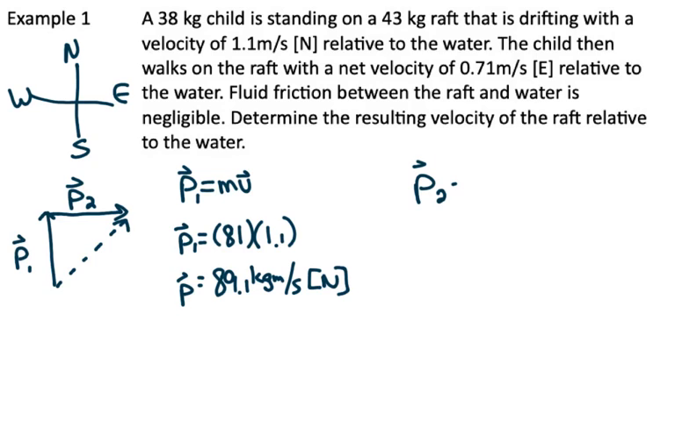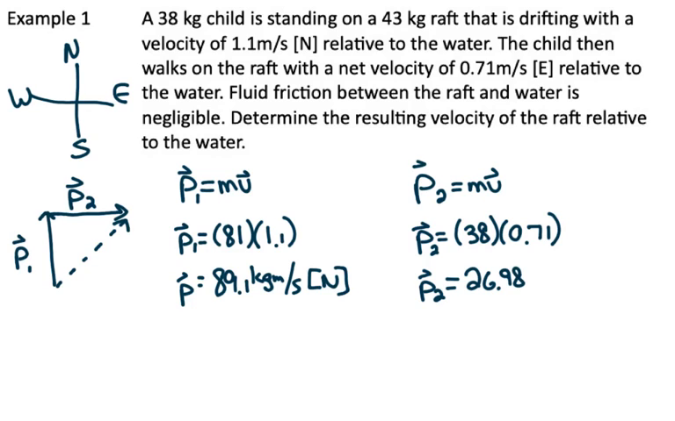The momentum of the second piece, now it's the child walking, and because it's the child walking against the raft, we only need to take into account the mass of the child, the 38 kgs. The child walks at 0.71 meters per second east. Multiplying that out gives us 26.98 kilogram meters per second in the east direction.